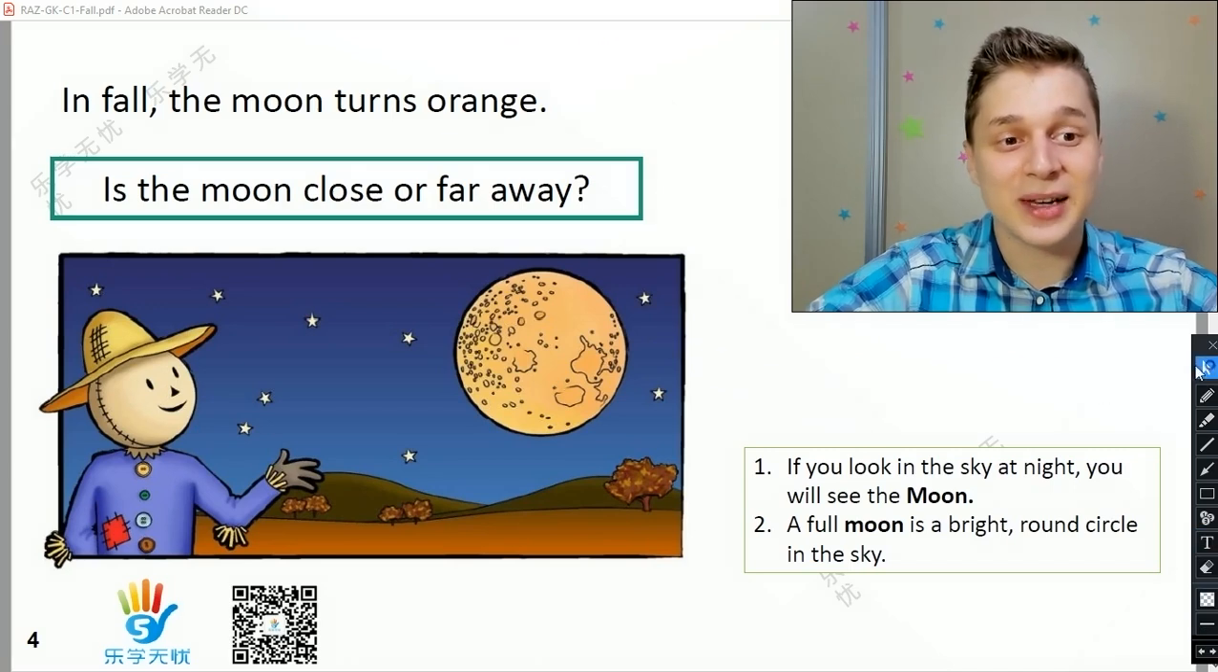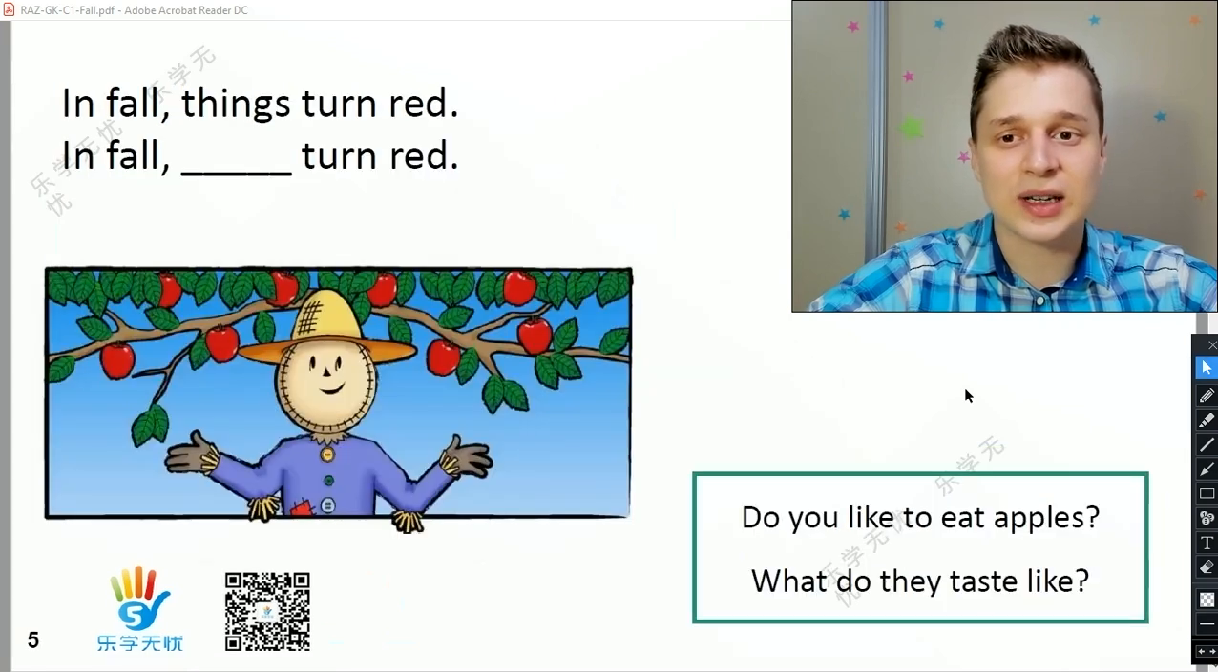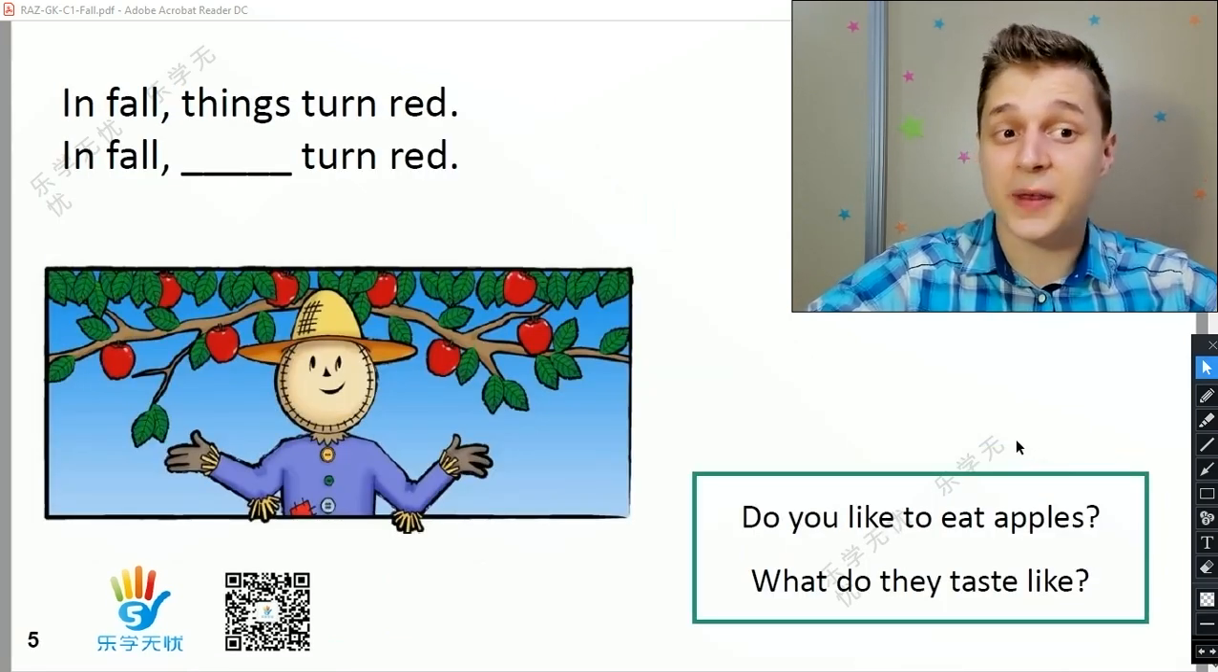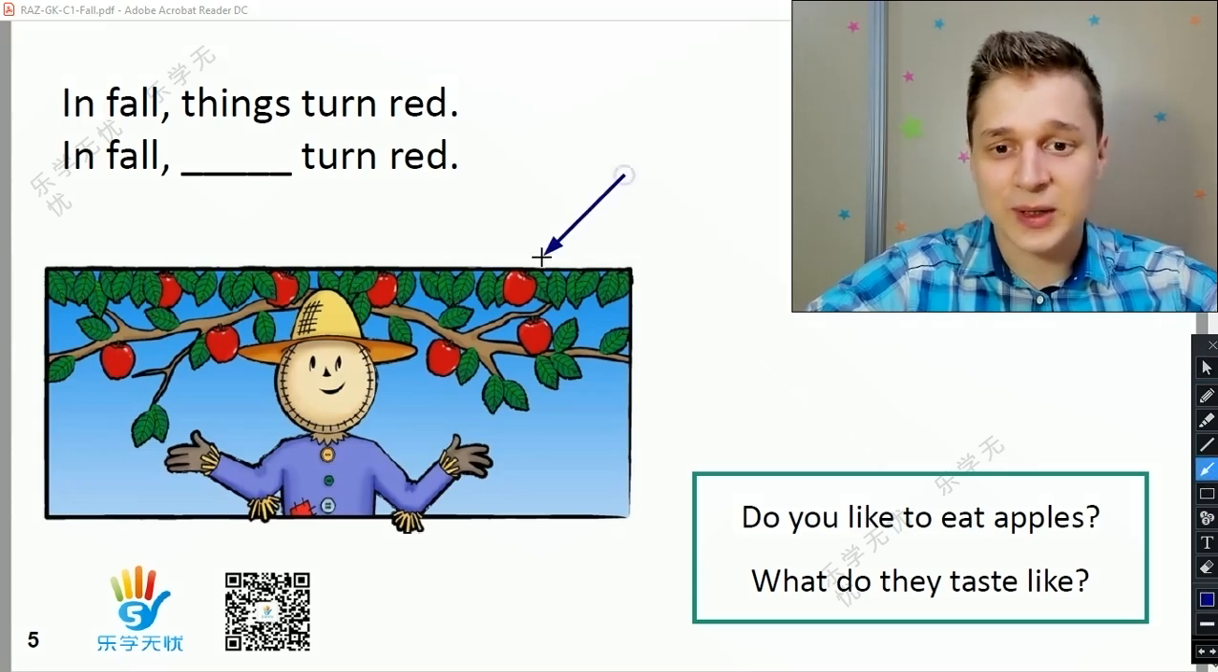So that's something we might add to our list up here. Leaves, pumpkins, and the moon. Now let's talk about another color. In fall, some things turn red, not yellow, not orange, but red. What do we see in the picture? What are these things?